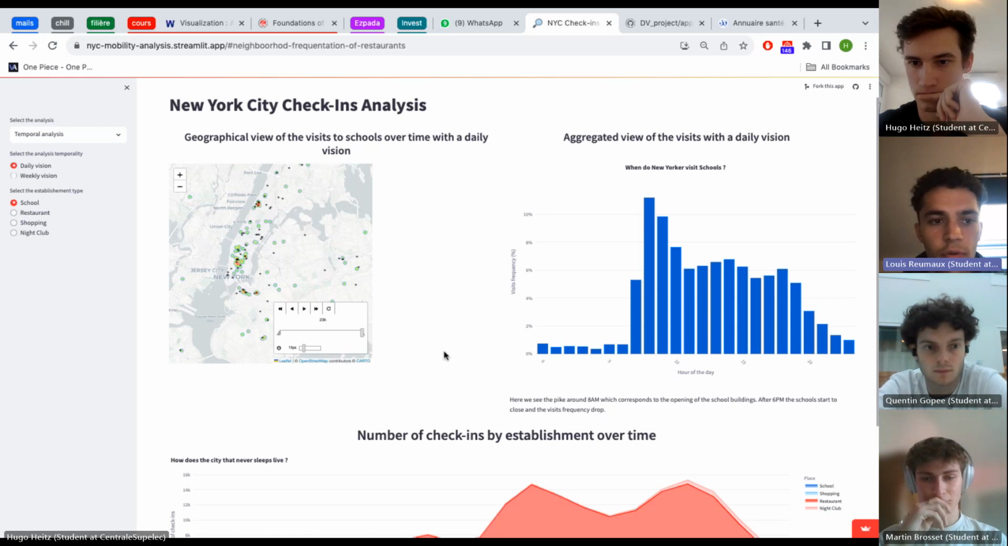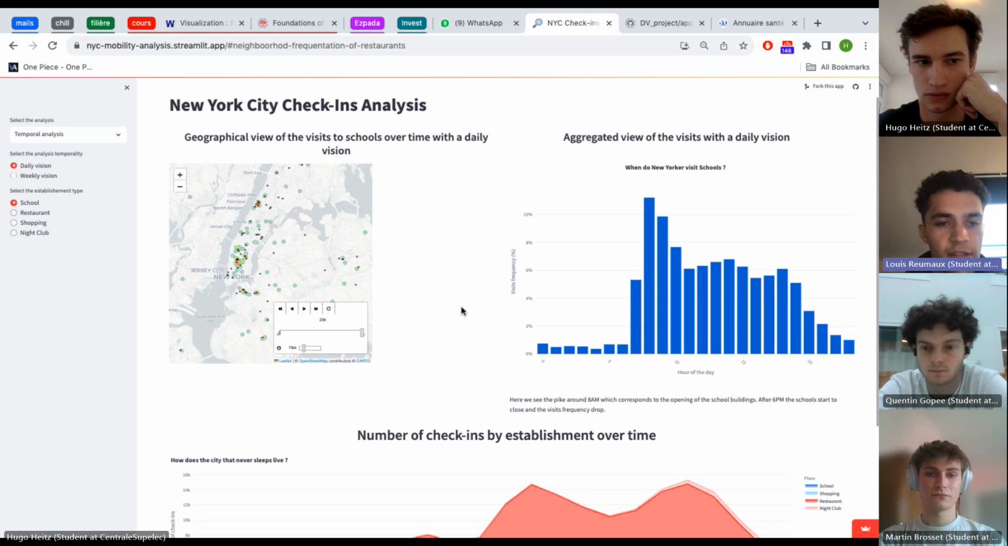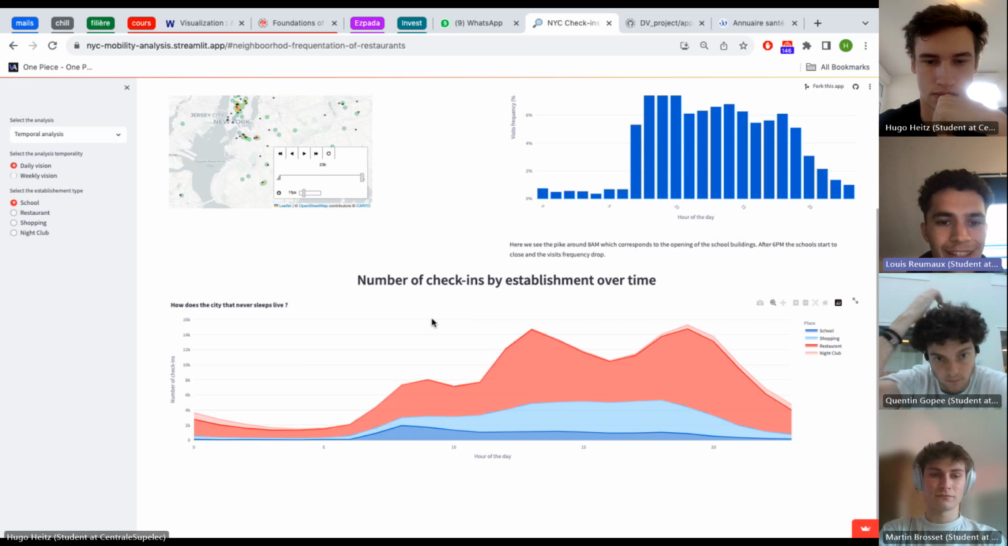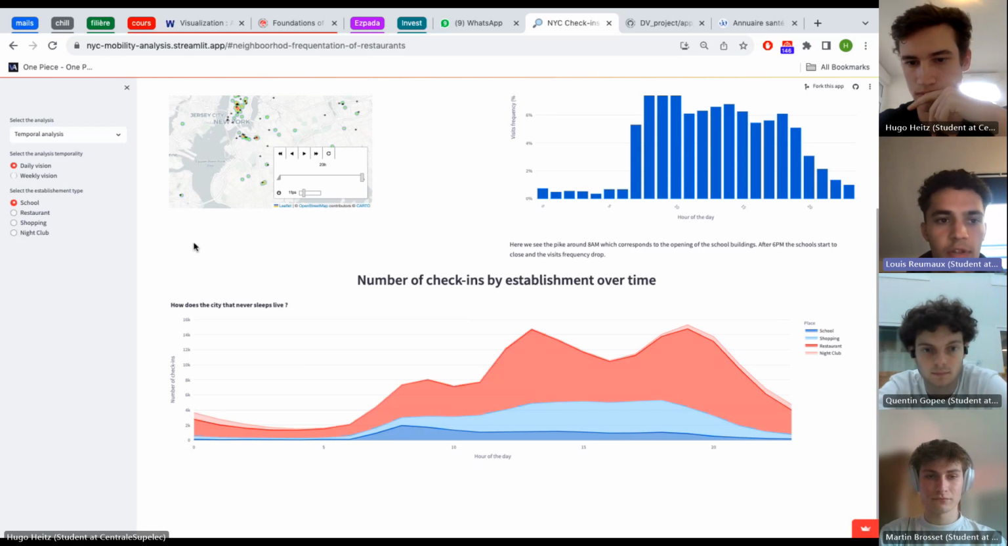So here for the school establishment type, we can see that there is a peak around 8 a.m., which corresponds to the opening of the school buildings. And after 6 p.m., the schools start to close and the visit frequency drops. And at the bottom of the screen, we have the number of check-ins by establishment over time. So this takes into account every establishment type during the different hours of the day.